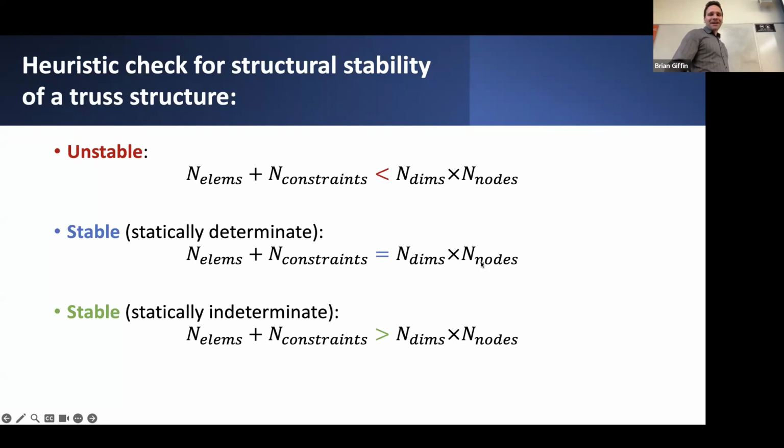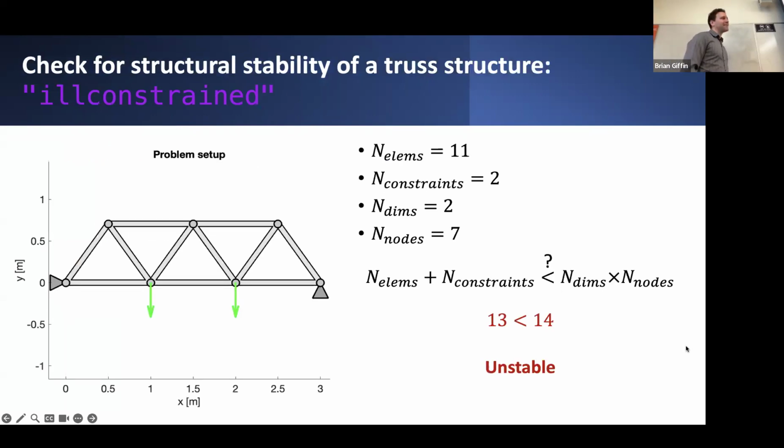So let's go ahead and apply that to this particular problem that we were looking at a moment ago and count up how many elements we have in the structure, in this case 11, and how many constraints, or supports, in other words, just 2 in this case. Obviously, it's a 2-dimensional problem, so there's 2 degrees of freedom per node, or 2 equilibrium equations per node, and a total of 7 nodes.